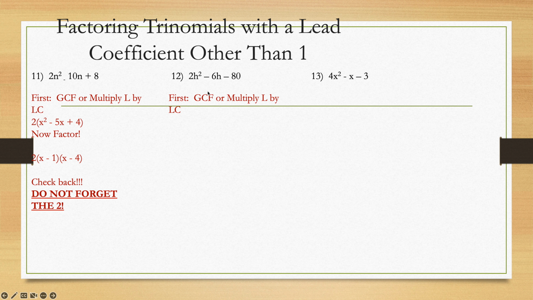And then the next one, factor out the 2 they share in common. That makes it plan A. X squared plus 3x minus 40. We'll just factor that guy. That gives me x plus 8 times x minus 5. Of course, the 2 in front, don't forget about that guy.